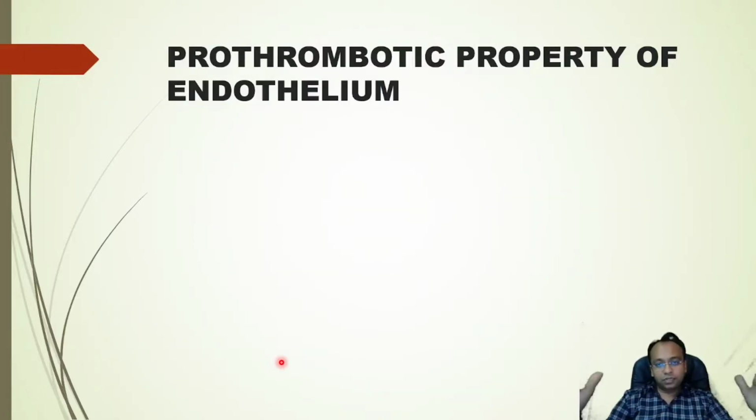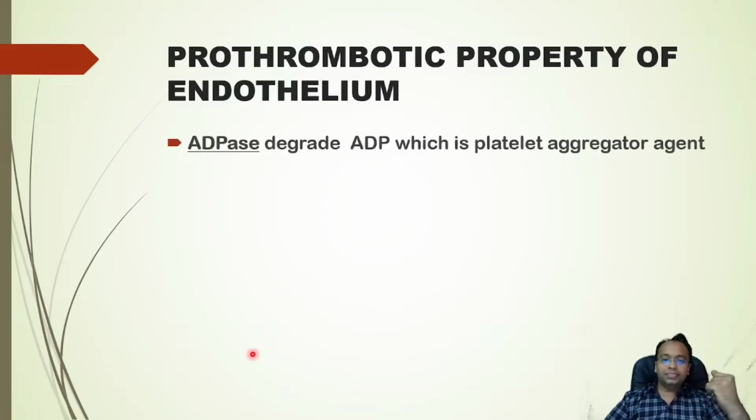All right. Now, which are the prothrombotic properties of endothelium which lead to thrombus formation in abnormal conditions? One is ADPase. It will degrade the ADP, so that platelets can aggregate with each other, because ADP, adenosine diphosphate, is a platelet aggregating agent. So they will help in clot formation, thrombus formation.